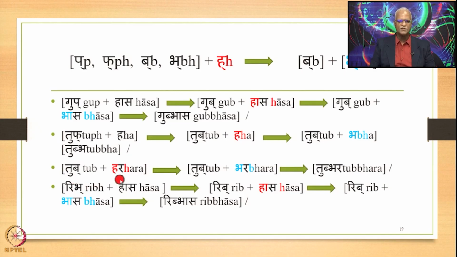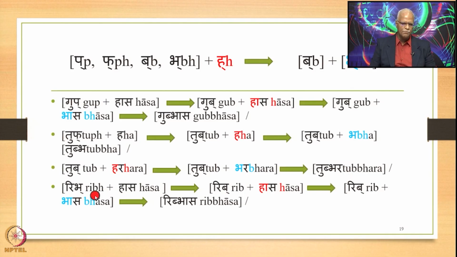Similarly, tub plus hara. Now here ha will be substituted by the purva savarna of ba, which is bha. So we'll have tubhara, the output generated. This is optional, so the other optional output would be tubara.